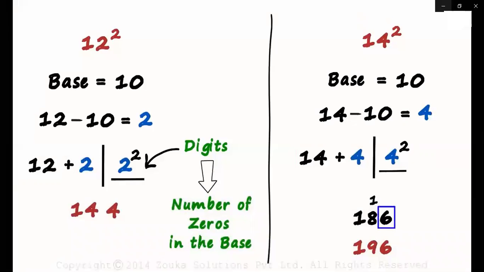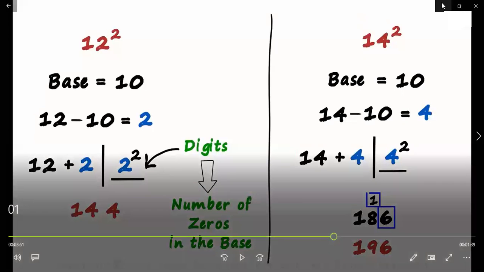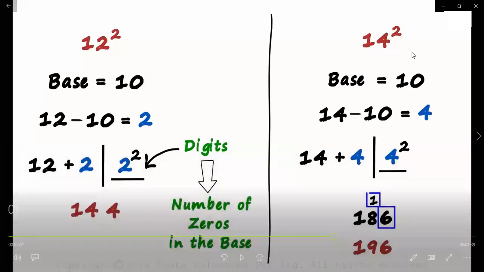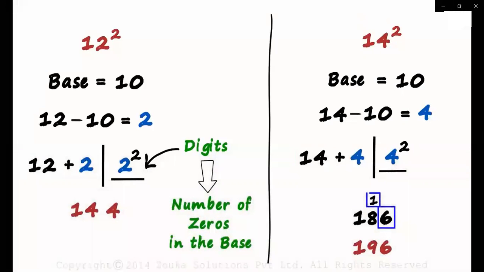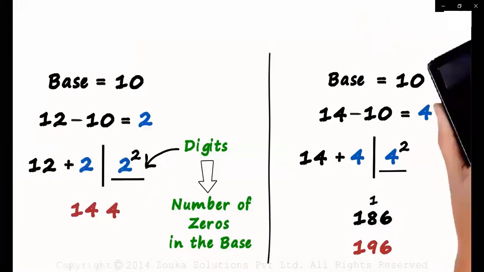So we got 14 square is 196 with the help of this method. What we have to keep in mind in this example of 14 square is that we are writing just one digit because there is only one zero in the base 10. So instead of writing 18 16, we are writing 6 only at the unit place, and 1 we carry over to 8. That's why it becomes 9. So the answer will be 196. In the same way, you can check for 15 and 13 also. Let's take one more example.